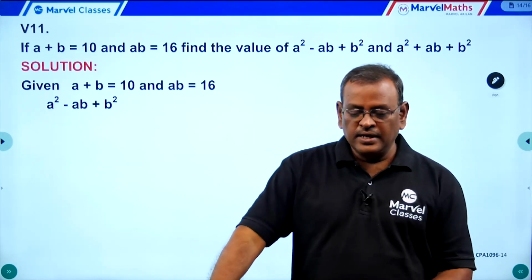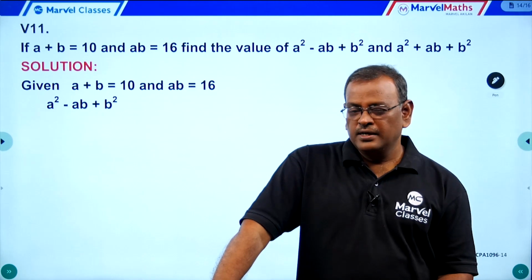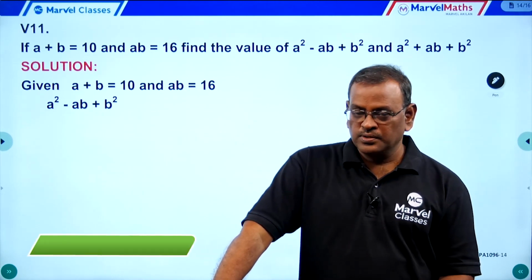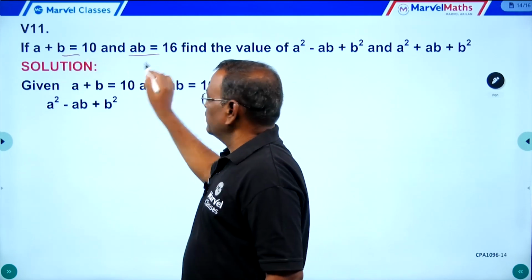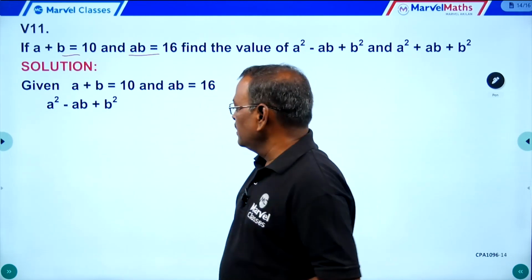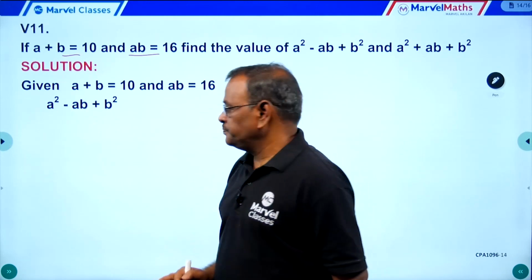Hello students, this is a very interesting question you can expect in section C or D, but here a little bit tough question compared to previous questions. Here the given condition is a plus b equal to 10 and ab equal to 16, sum and product is given, but the question is find the value of a square minus ab plus b square.